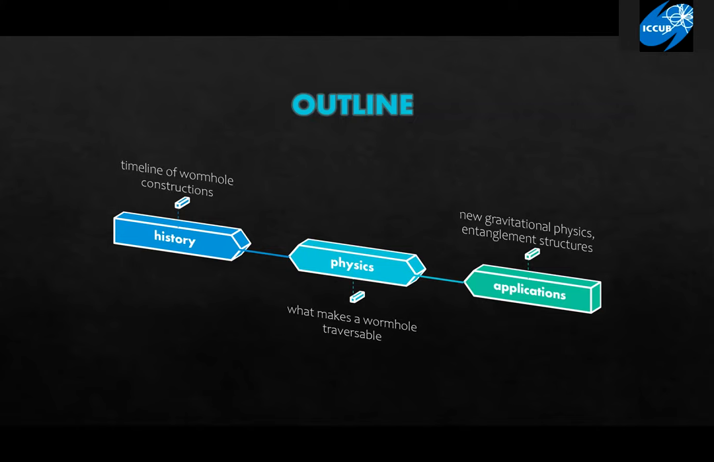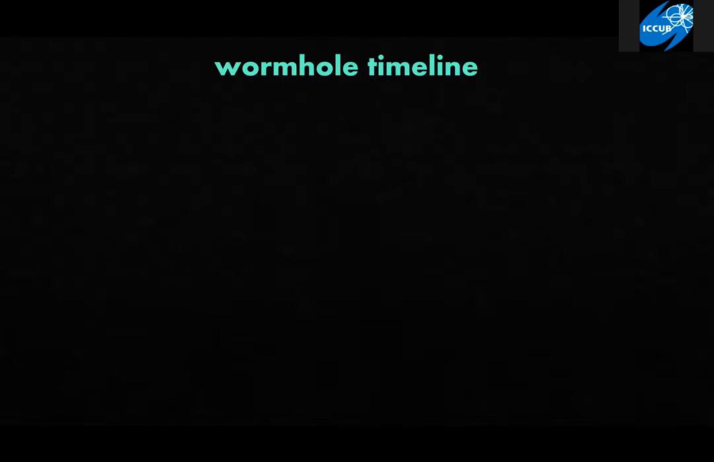To be more concrete, when I say history, we're going to see the timeline of wormhole constructions, from the first construction we ever found to the modern day constructions that we have. Then I will describe what kind of physics is necessary in order to make a wormhole traversable. And in the end, I will mention some possible applications of these wormholes, not just for gravitational physics, but also in more of a quantum regime.